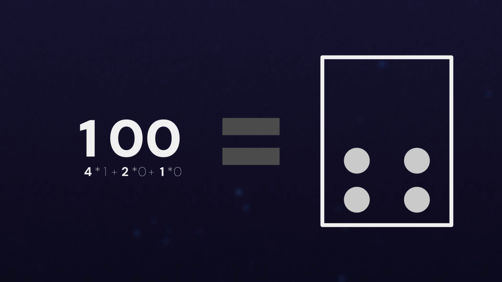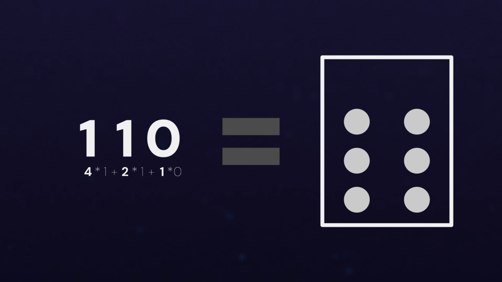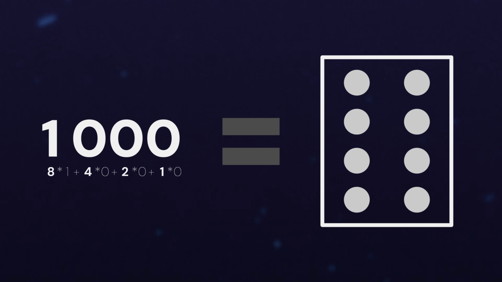1, 0, 0 is 4. 1, 0, 1 is 5. Now we can reuse the 2's place. So 1, 1, 0 is 6. And 1, 1, 1 is 7. Finally, the 9th number, 8, well, we need an 8's place. So 1, 0, 0, 0 is 8.